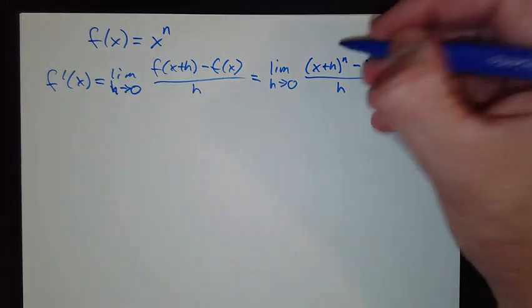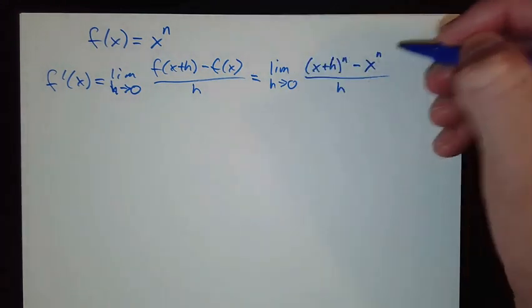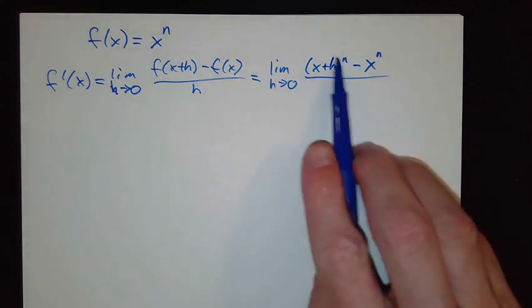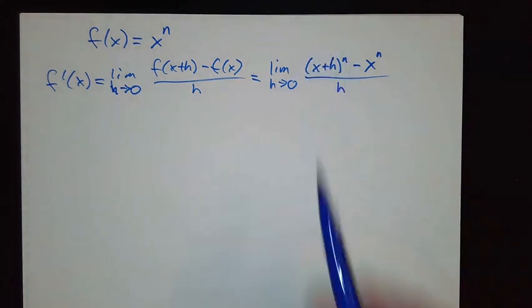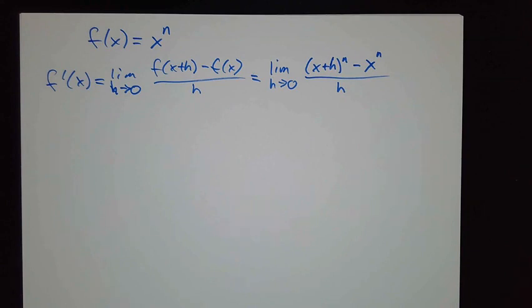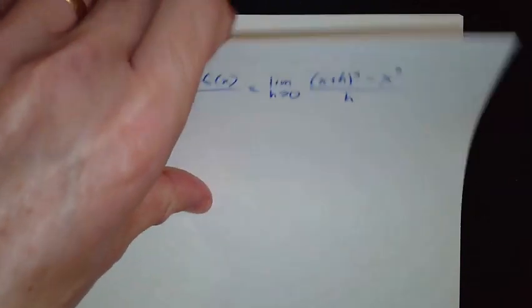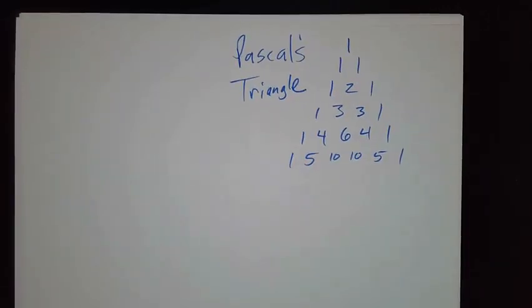And so now the tricky part of this, and I better make sure my h's look like h's so they don't get confused with n's. x plus h to the n power is a little bit tricky. And so I'm going to set this aside quick, and I'm going to give you a quick refresher on something called binomial expansion that's going to require the use of Pascal's triangle.